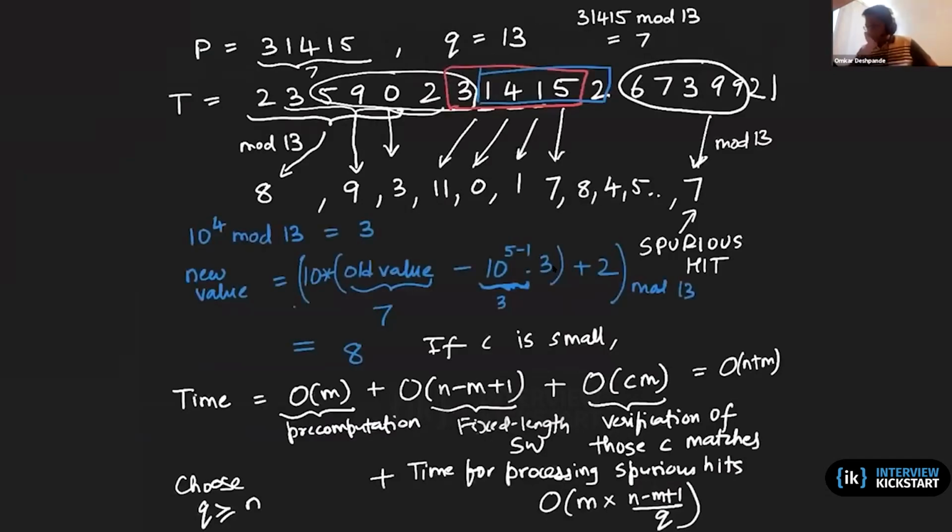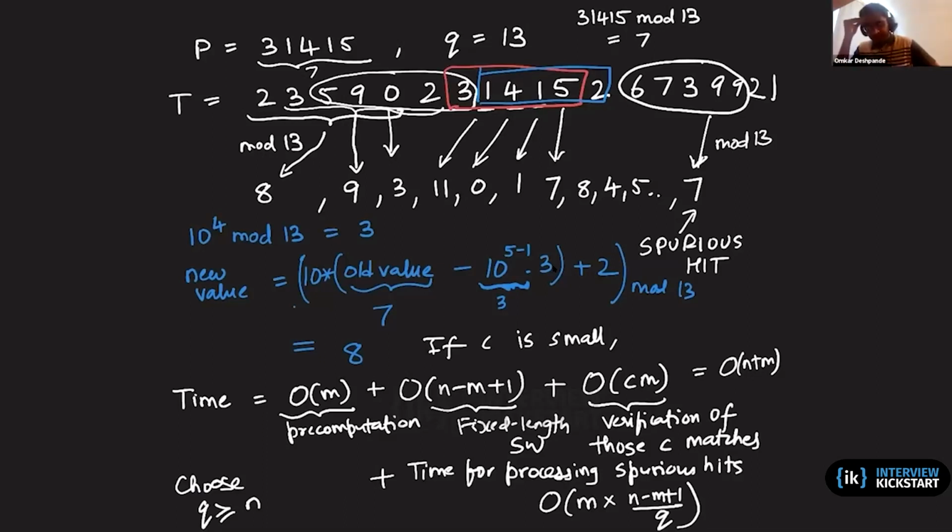So here, let's say the pattern is 31415. Basically you're calculating the value 10 to the power of 0 times 5, 10 to the power of 1 times 1, like that, right? Using Horner's rule. Yes, but the formula is what you said, but the way we compute it is by using Horner's rule.